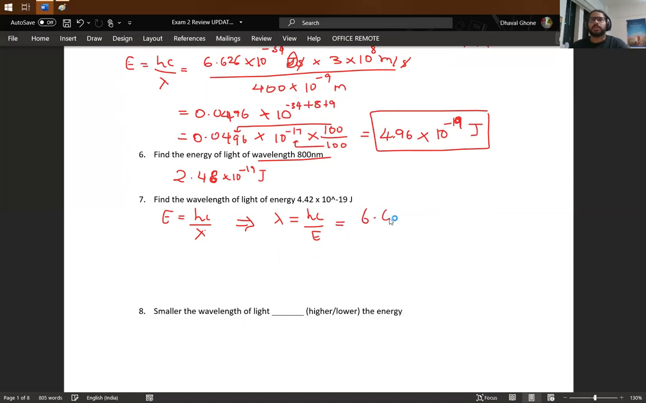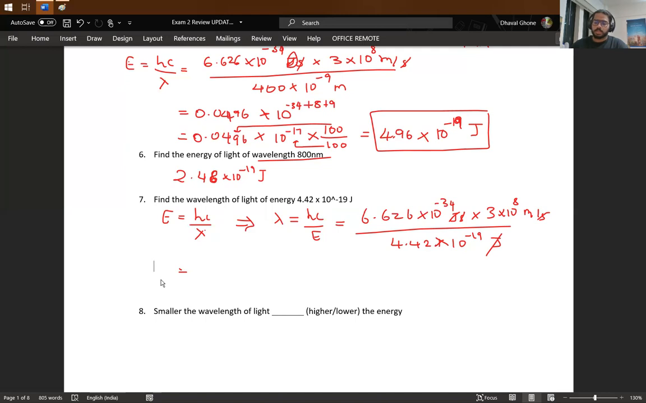h is 6.626 times 10 to the power negative 34 joules second, times speed of light, which is 3 times 10 to the power 8 meters per second. And energy is given as 4.42 times 10 to the power negative 19 joules. My joules cancel off, seconds cancel off. What's left is meters. I can do this math on my calculator.